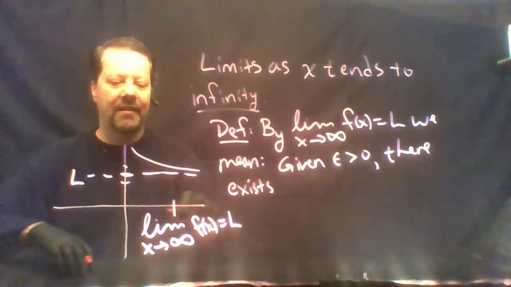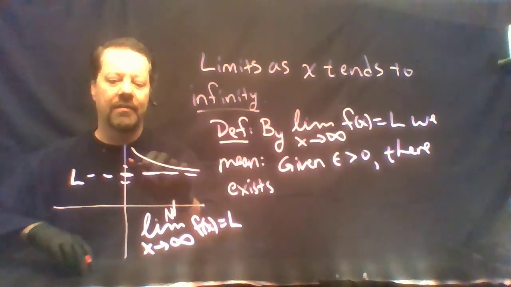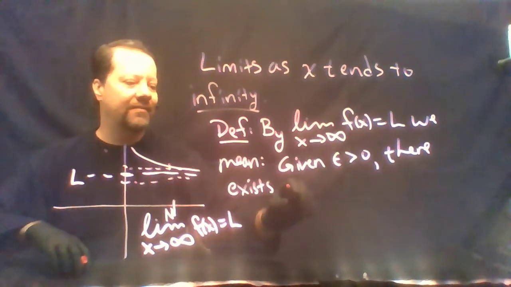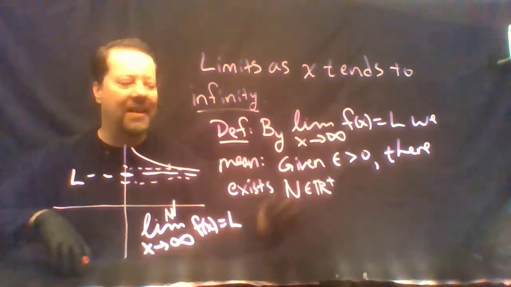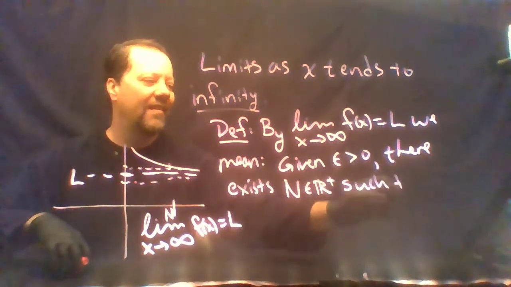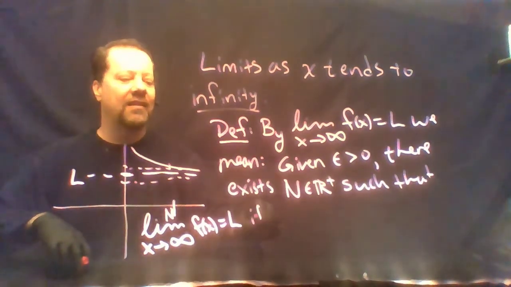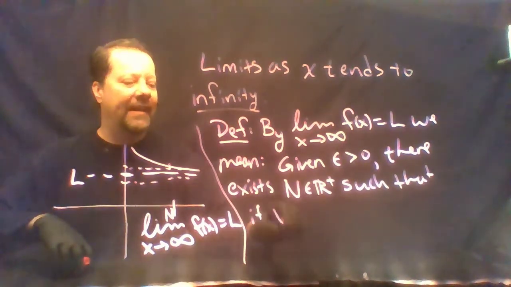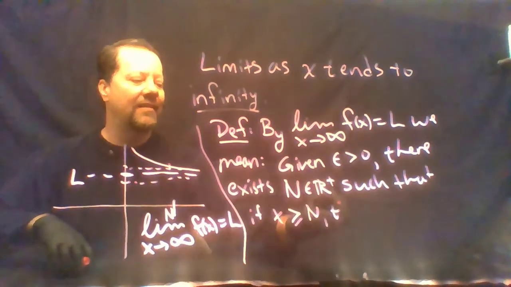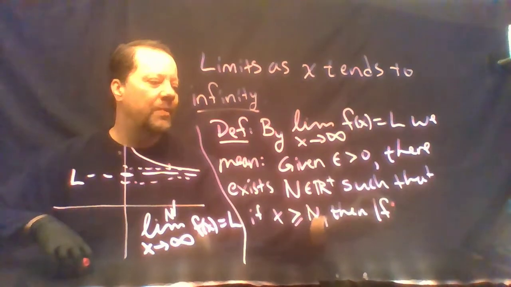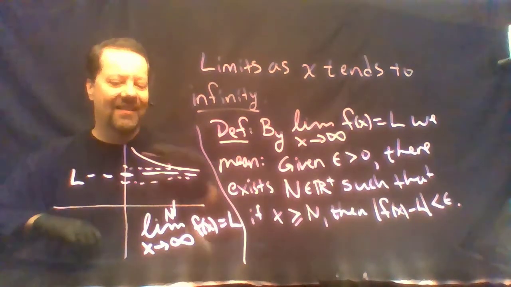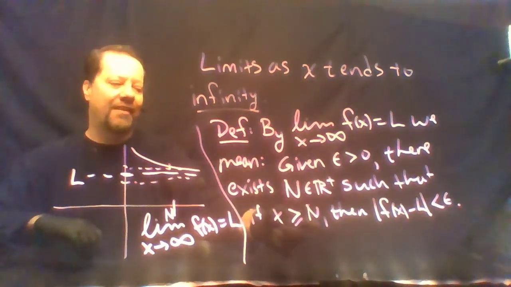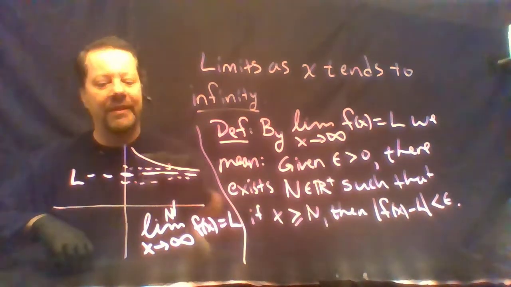There exists some n. If you go far enough out, function values will stay close to L. R positive is the set of positive real numbers such that if x is greater than or equal to n, then the difference between the function value and the limiting value will be smaller than the epsilon that you chose. If you go far out enough, if x is big enough, then the function value and the limiting value will be close.